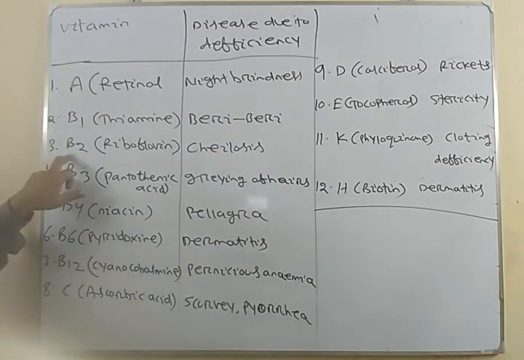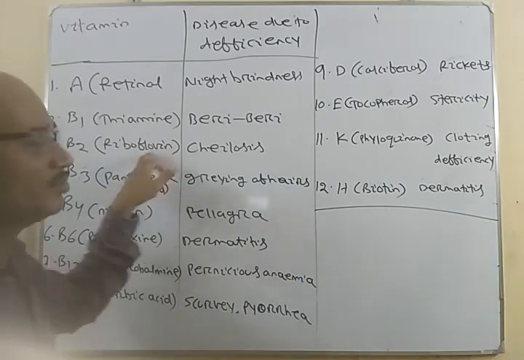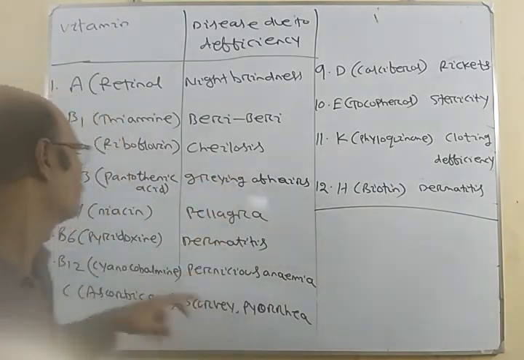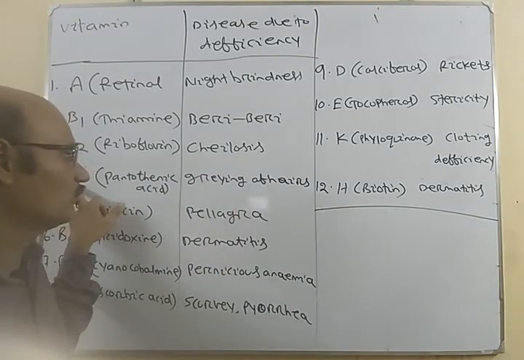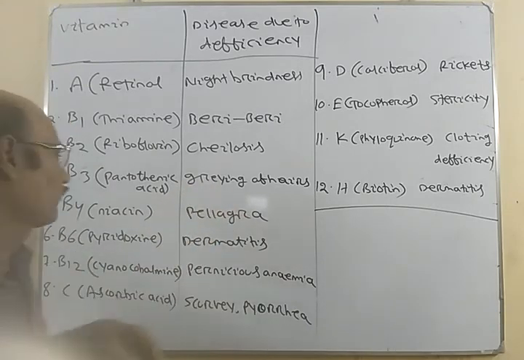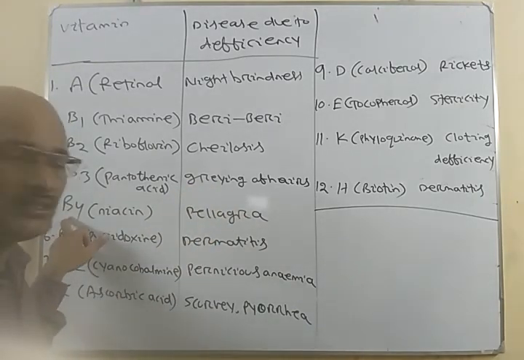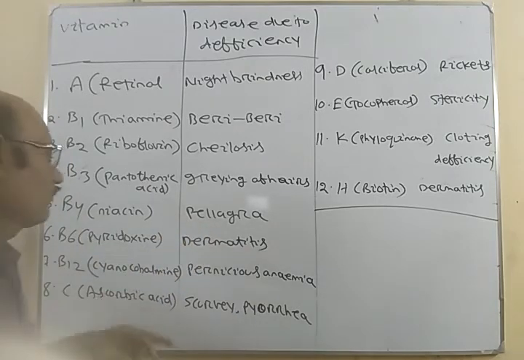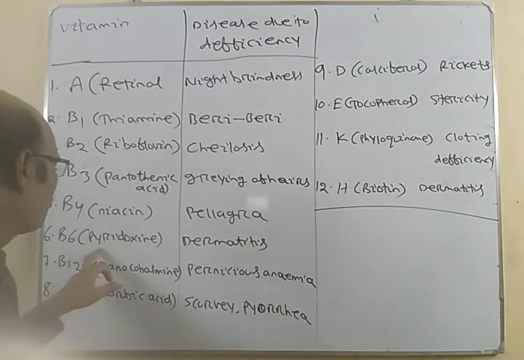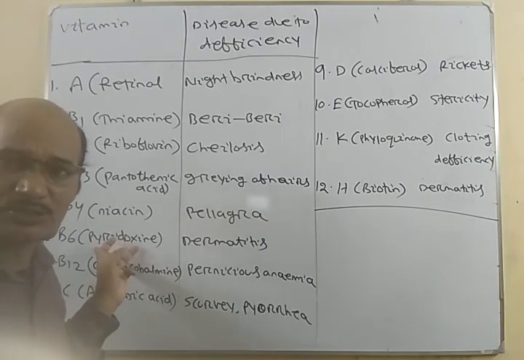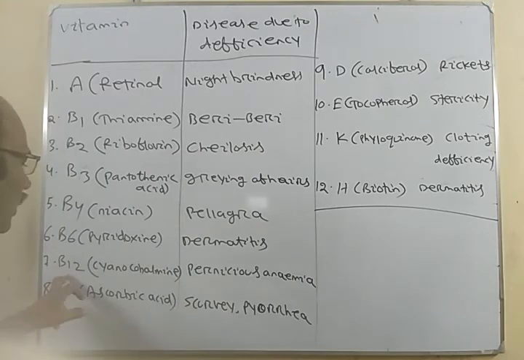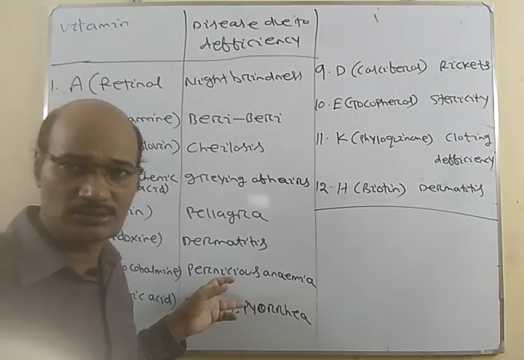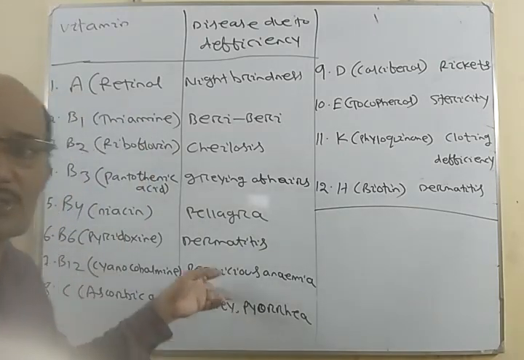Now B2, called riboflavin, will cause cheilitis disease. Now B3, also called pantothenic acid, will cause graying of hairs. Now B4, also called niacin, will cause pellagra disease. Now B6, pyridoxine, will cause dermatitis, cracking of lips. So this deficiency will cause this disease. B12, also called cyanocobalamin, will cause pernicious anemia. These are diseases caused by deficiency of B12.